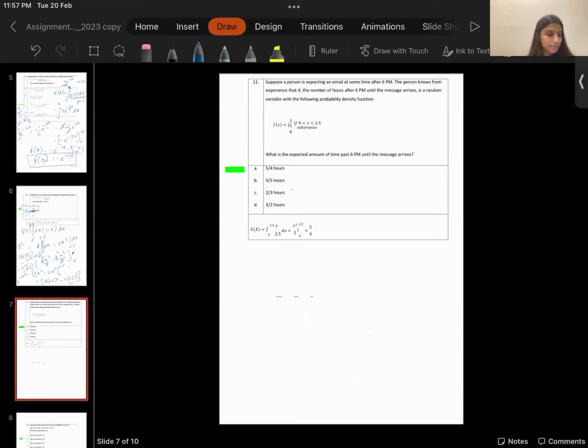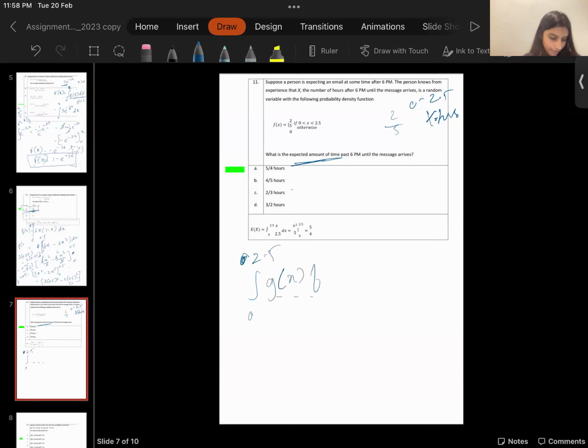So the next question: suppose a person is expecting an email at some time after 6 p.m. The person knows from experience that x, the number of hours after 6 p.m. until the message arrives, is a random variable with a probability density function f of x equal to 2 by 5 if x ranges between 0 to 2.5 hours. So what is the expected amount of time after 6 p.m. until the message arrives? So you need to calculate the expectation in the range 0 to 2.5.